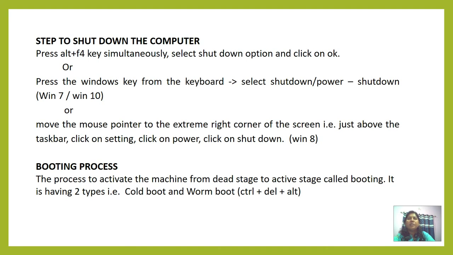And if you are having Windows 7 or Windows 10 operating system, you have to click on your Windows key option, means your start option, where you will find the shutdown option or power option. Click on power option, select shutdown, and your system is getting shut down.